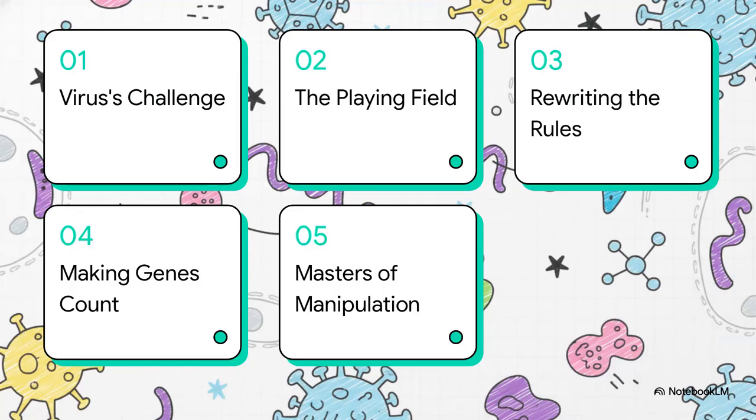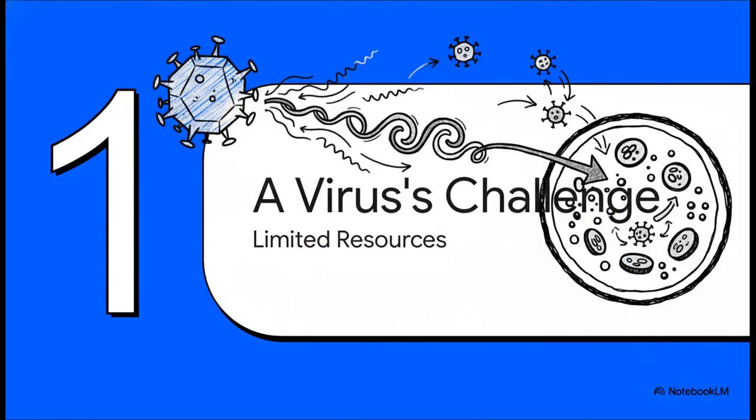So here's our game plan. First, we'll look at the massive challenge viruses are up against. Then we'll survey the cellular environment, the playing field. We'll get into how they basically tear up the rulebook of molecular biology, explore their incredible strategies for getting the most out of their tiny genomes, and then we'll finish by looking at some of the most sophisticated viral manipulators out there. All right, let's get into it.